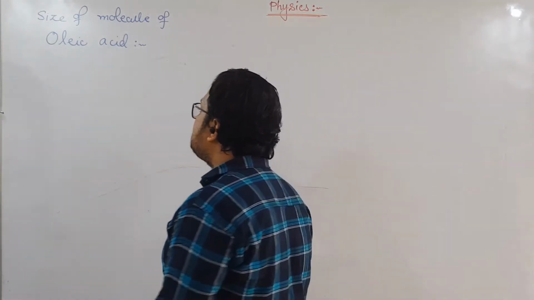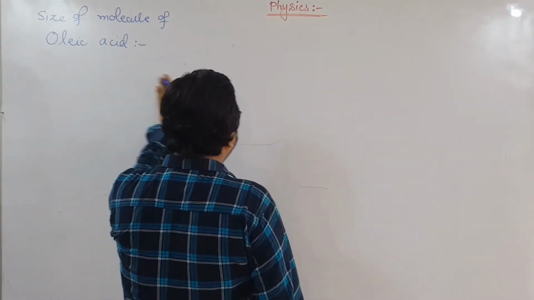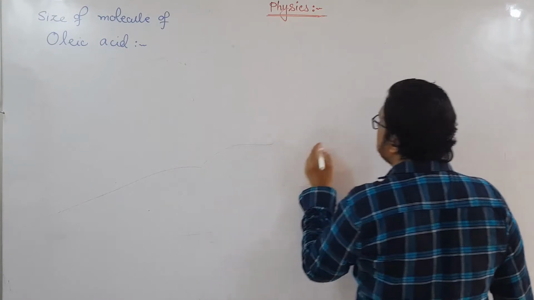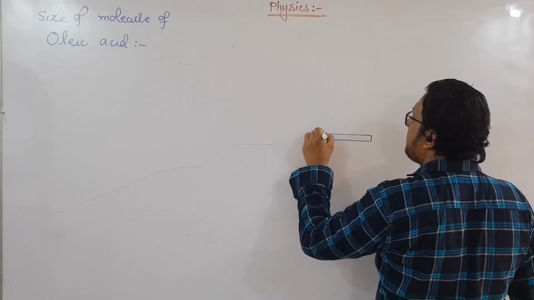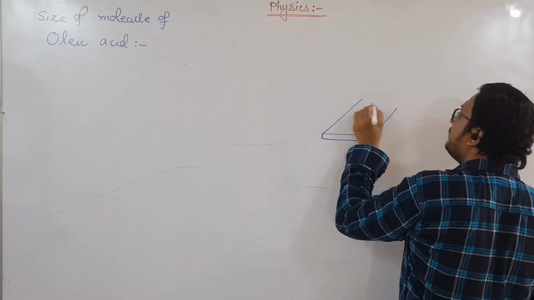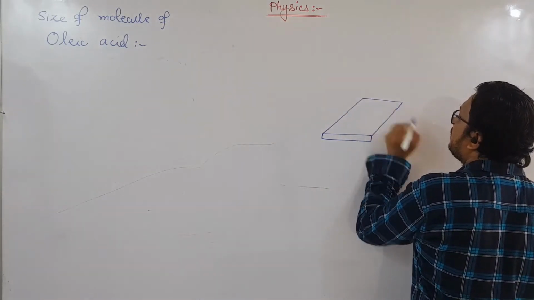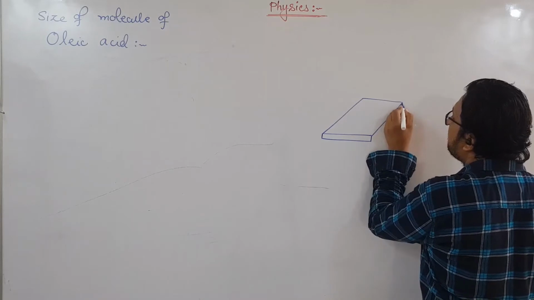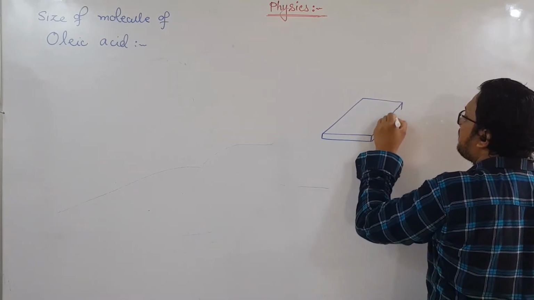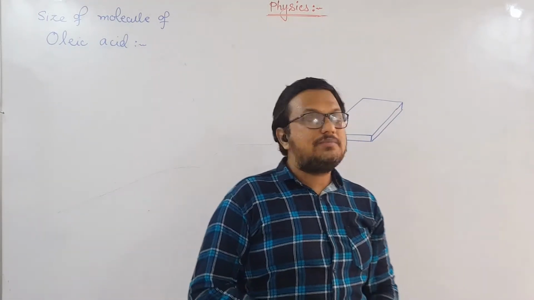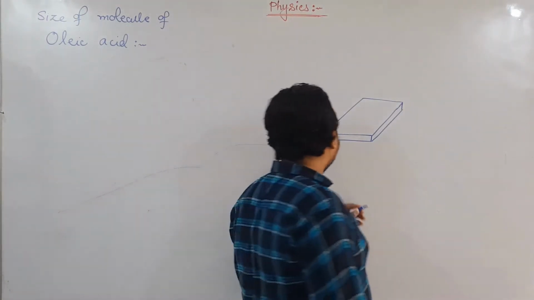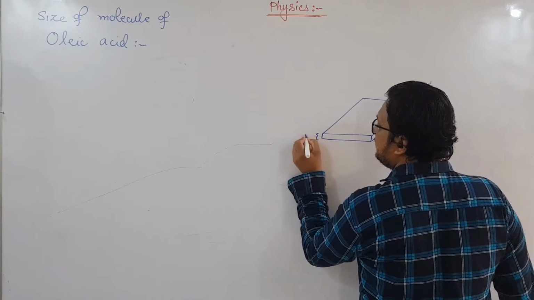Now suppose, a simple concept we will take, suppose I have a thin metal plate. Let us say I have a thin metal plate and the thickness of this metal plate is T.